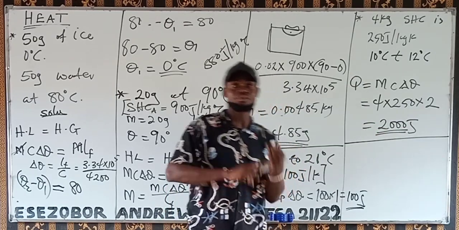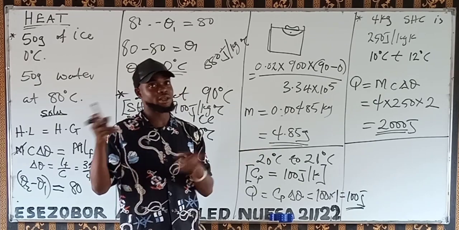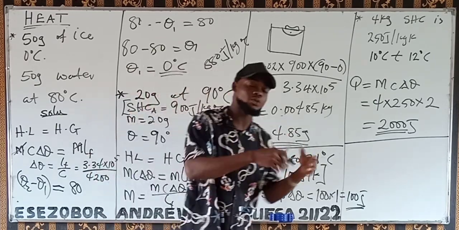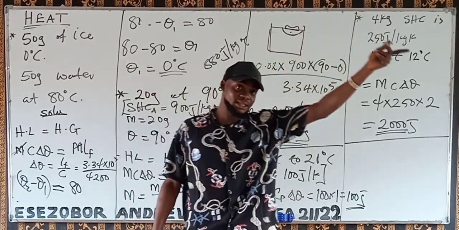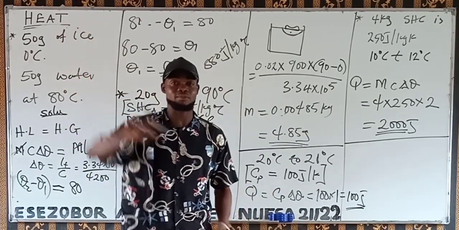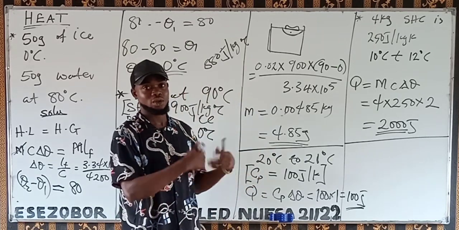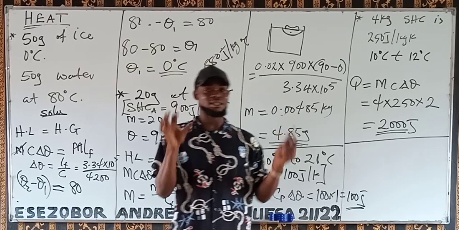Latent heat of fusion is 3.34 times 10 to the power 5 joules per kilogram. Latent heat of vaporization is 2.26, as the case may be, times 10 to the power 6 joules per kilogram. That's it. So ensure you know how to work all these. Let's look at a particular question now.